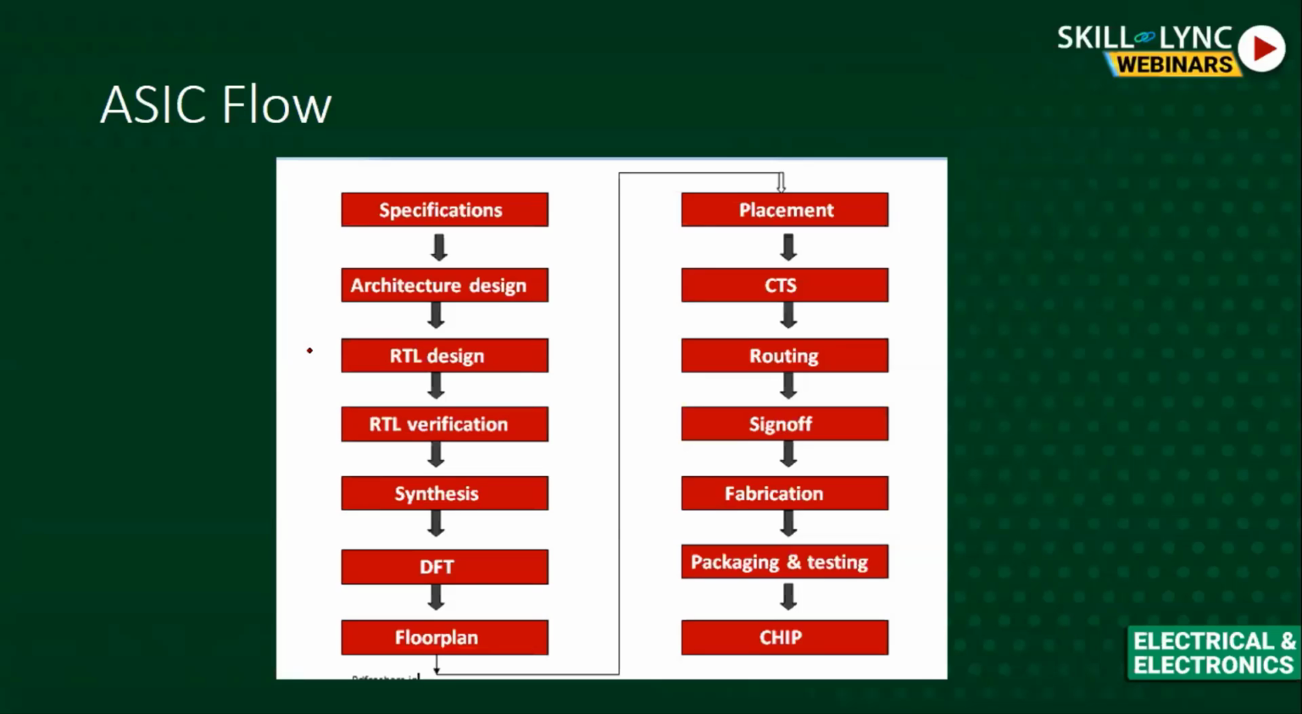Specifications is the first one, and then coming to architecture design. RISC architecture, x86 architecture, ARM architecture and so on. What kind of architecture we want to follow, we'll decide now. So we have the specifications and the kind of architecture we want to follow. We'll design our architecture, where everything goes, at this step, and then come to the RTL design.